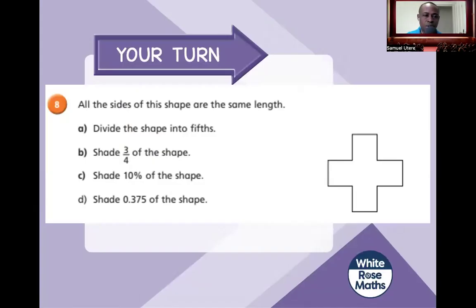Question 8, you were asked: all of the sides of this shape are the same length. Divide the shape into fifths. Shade 3/4 of the shape, shade 10% of the shape, and then shade 0.375 of the shape.